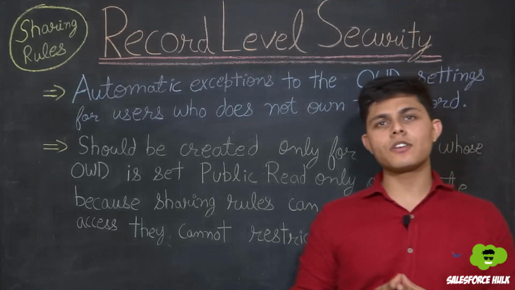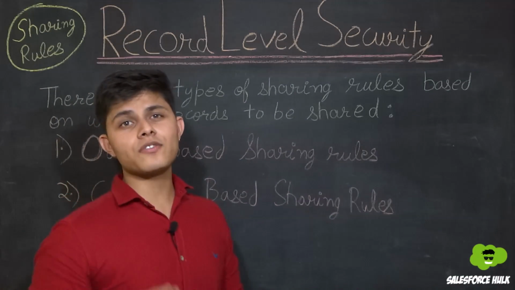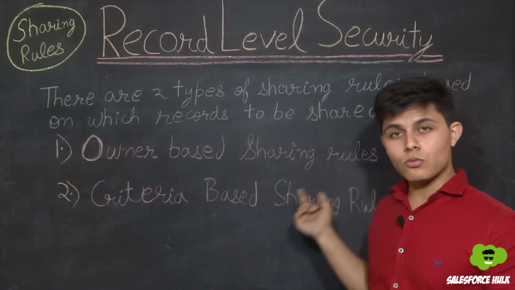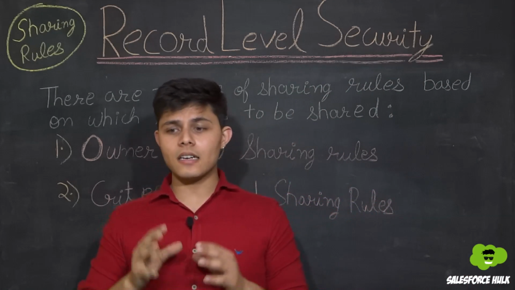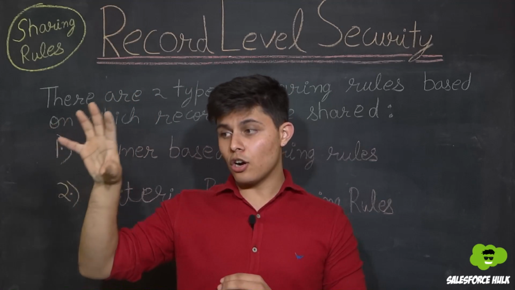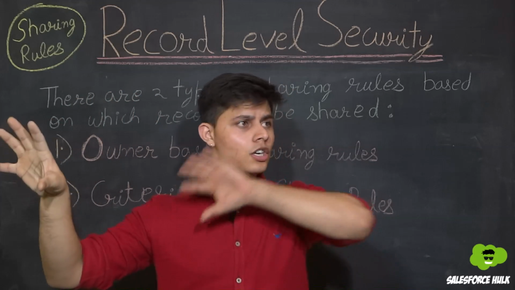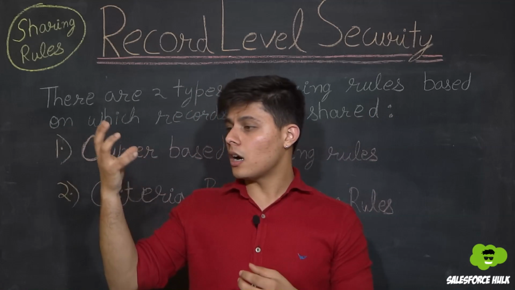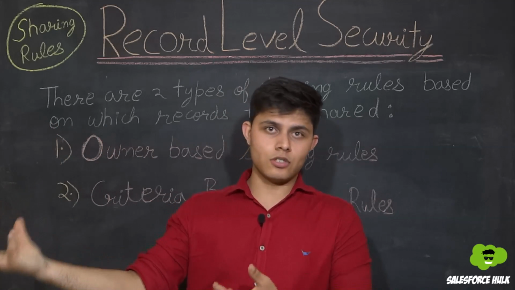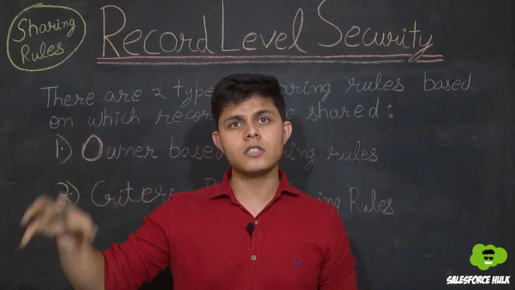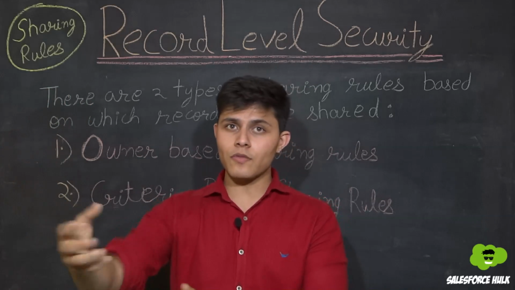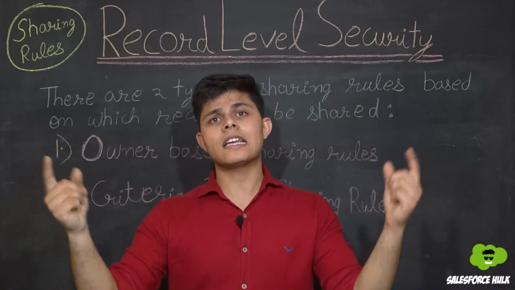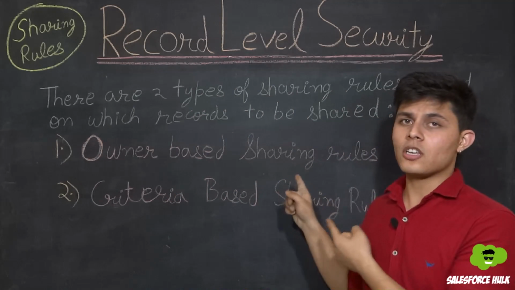Now let's see how many types of sharing rules we have. There are two types of sharing rules based on which records need to be shared. One, owner based sharing rules. Owner based sharing rules determine that you should share the records owned by a particular set of users with another user. When you want the records under the ownership of a particular set of users to be shared with another set of users or with another user, in that situation you will create an owner based sharing rule.